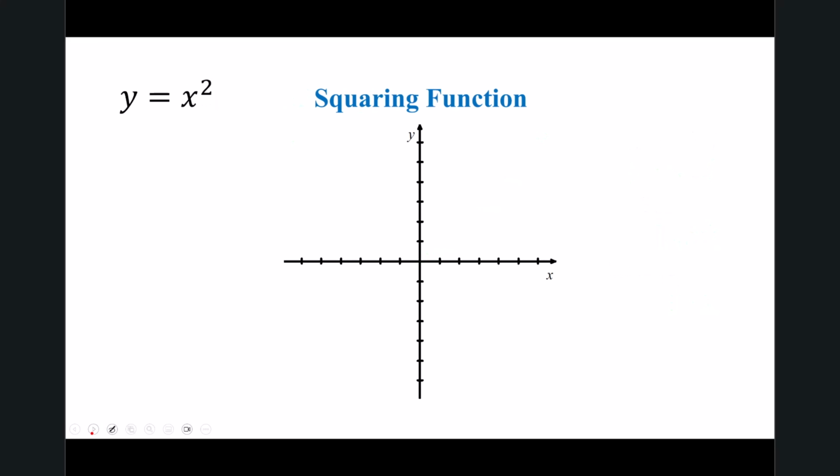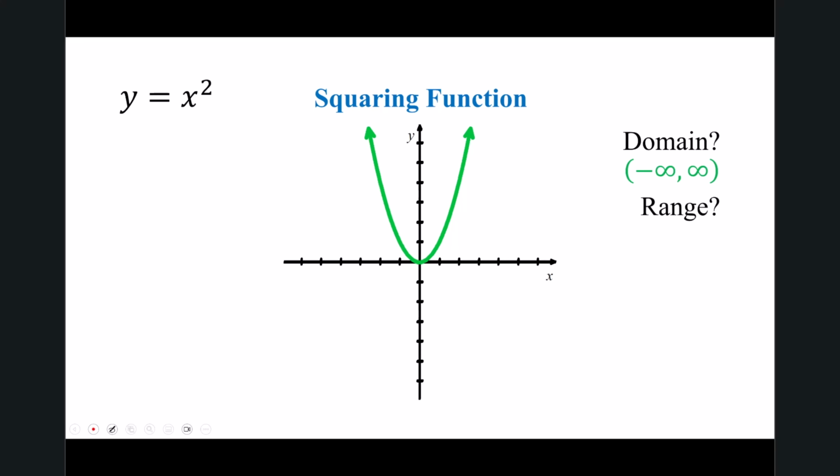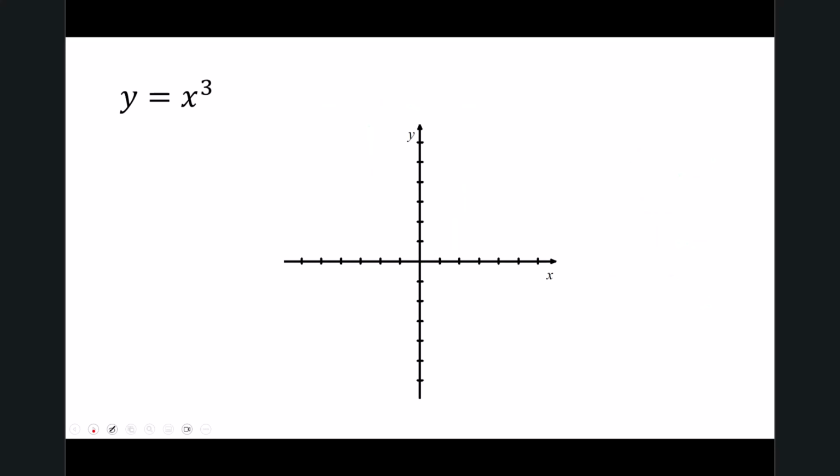The next toolkit function is y equals x squared, and we might call that the squaring function. This graph is a parabola, looks kind of like a U shape. The domain of this function is all real numbers because we can square any real number. The range is all non-negative real numbers because the smallest number you can get after squaring a real number is 0. And then the intercept, again, our only intercept is the point 0, 0. It is both the x and the y intercept.